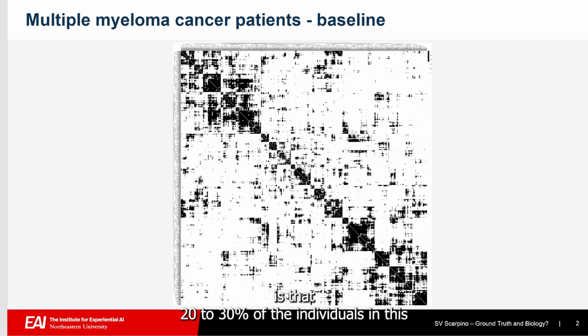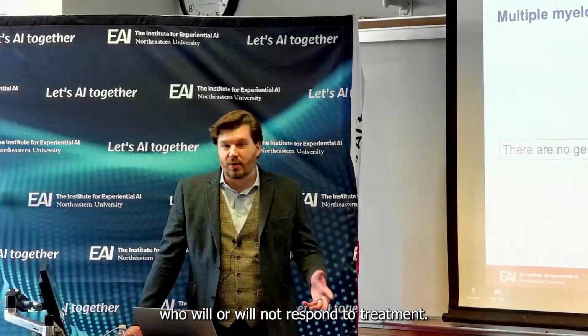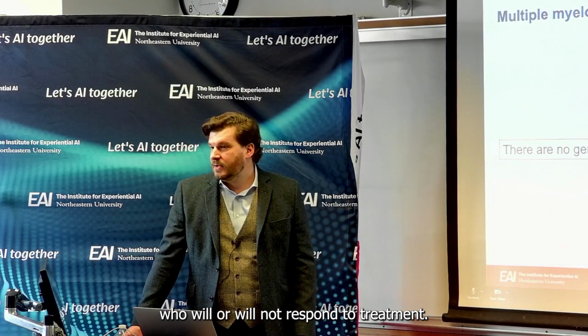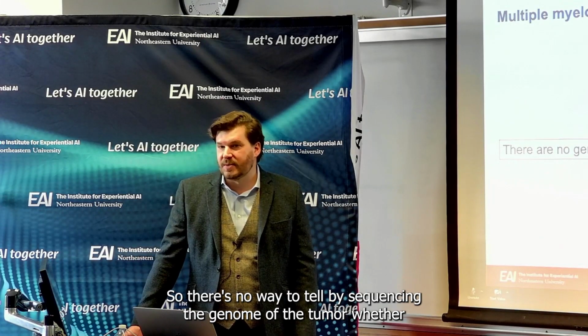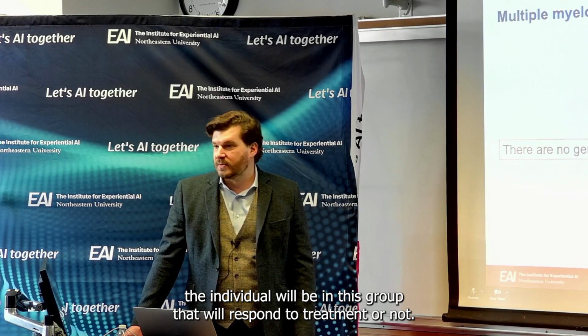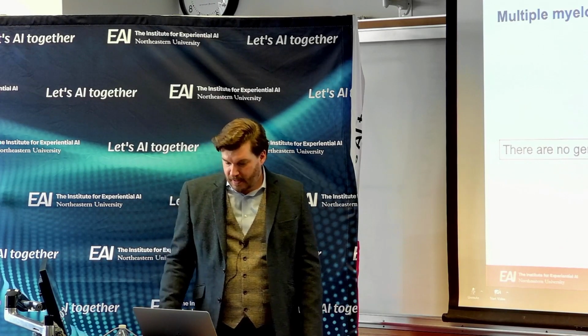What we know is that 20 to 30% of the individuals in this sample will not respond to any form of treatment whatsoever. The rest will, at least for a period of time. But there are no genetic markers associated with individuals who will or will not respond to treatment. So there's no way to tell, by sequencing the genome of the tumor, whether the individual will be in the group that will respond to the treatment or not.